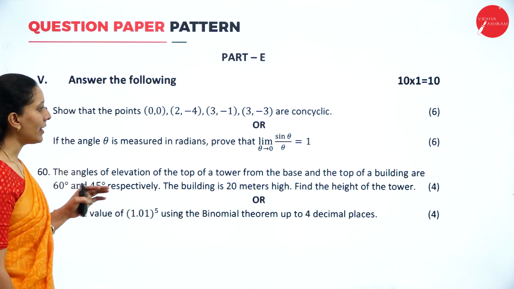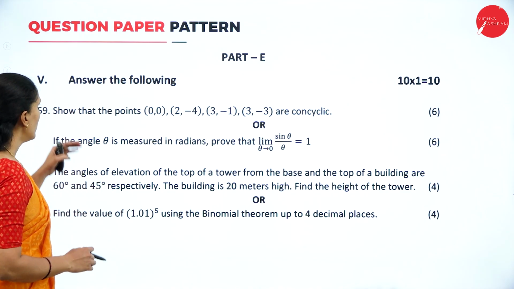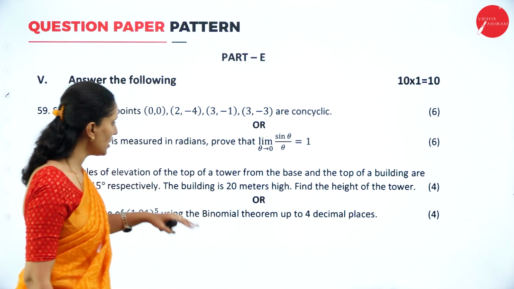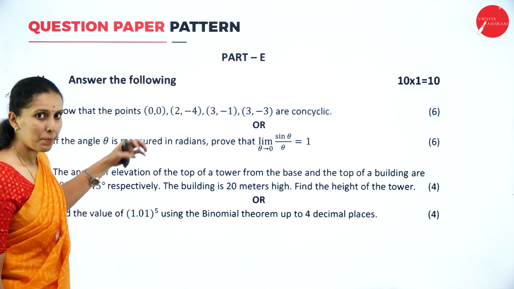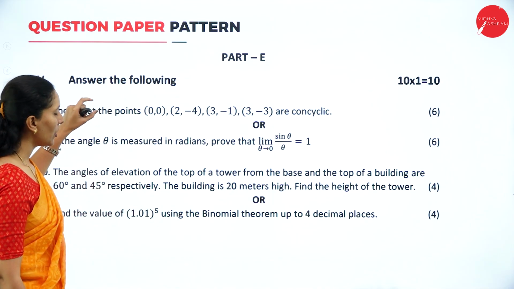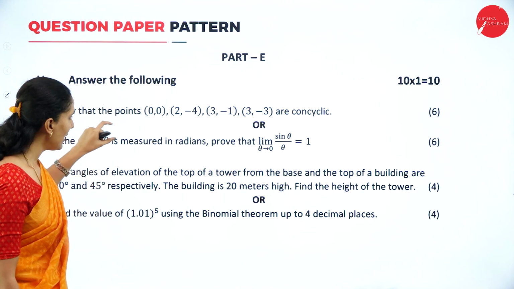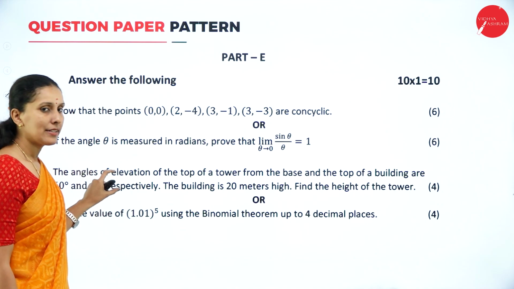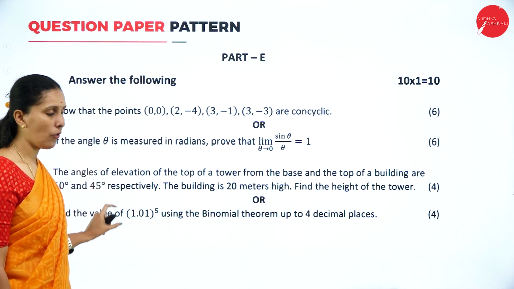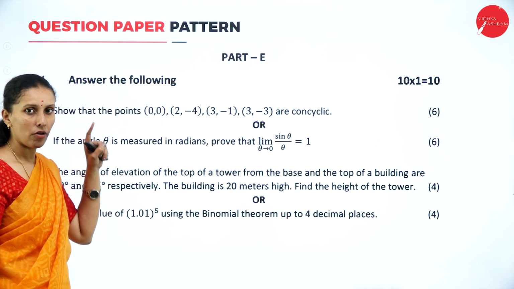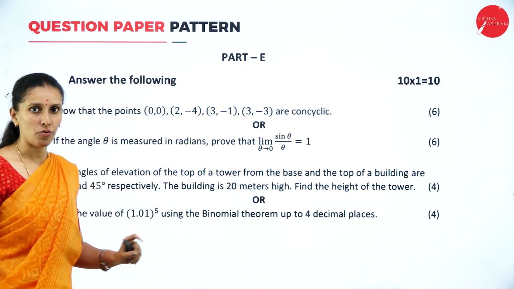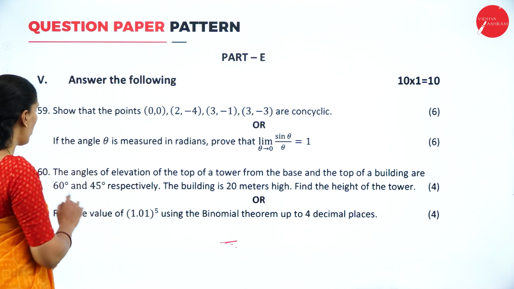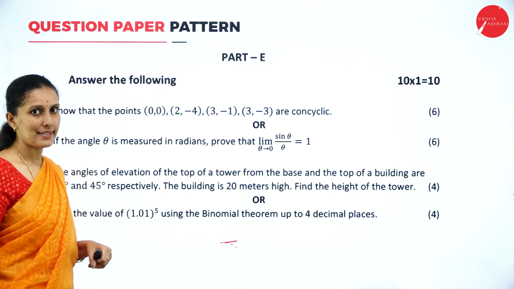Next you have part E section. As I already told you, you need to answer any one 6 mark question and any one 4 mark question. The questions will come only from the chapters circles, and limits and continuity for 6 marks, and heights and distances, binomial theorem for 4 marks. Write any one question on 6 marks, any one question on 4 marks. This is the end of your question paper. Overall 60 questions will be set.